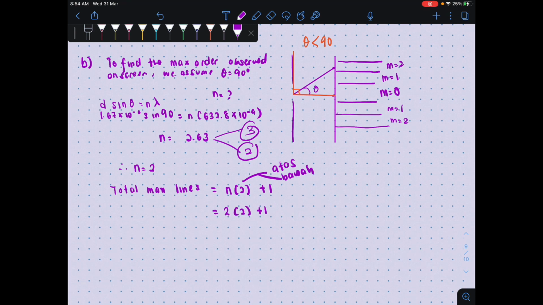Okay, why did we plus 1 dekat sini adalah, kenapa plus 1 adalah kita ada central bright. Central bright is also maxima. Okay, you have central bright. So kena tambahlah dengan central bright. So in total you are going to have 1, 2, 3, 4, 5 lines. Betul lah, 2 darab 2, 4 campur 1 dapat 5 lines. So you're going to observe 5 lines here.